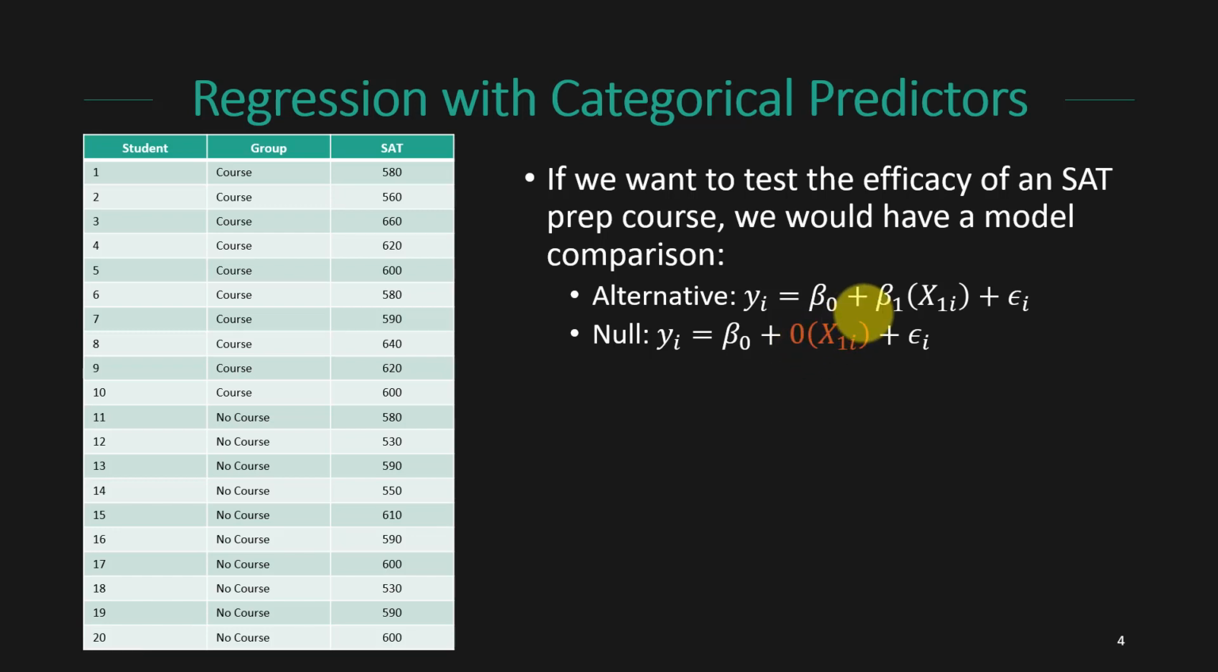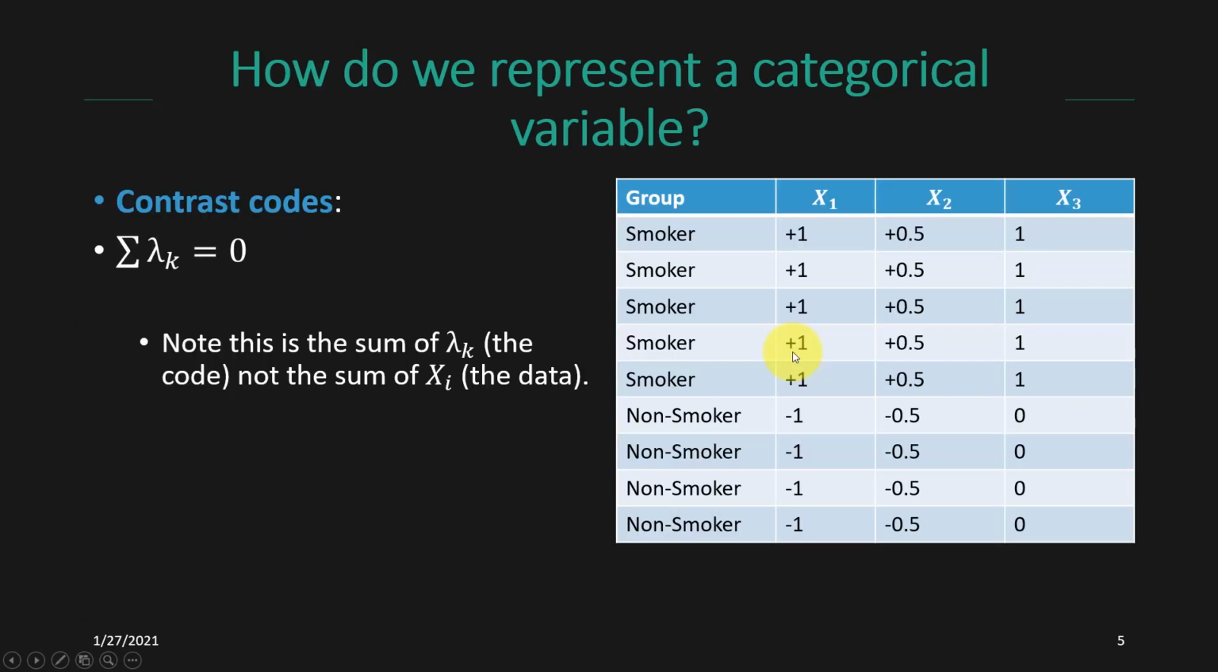And then we'll get an estimate of that slope in our data. And then we're going to be interested in, is that slope statistically interesting, assuming the null hypothesis was true, right? What is the slope? That is to say, is the effect of taking this course statistically different from zero? So in order to do that, we have to come up with numeric codes to represent our categorical variable.